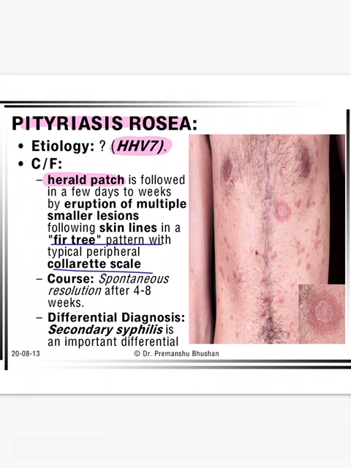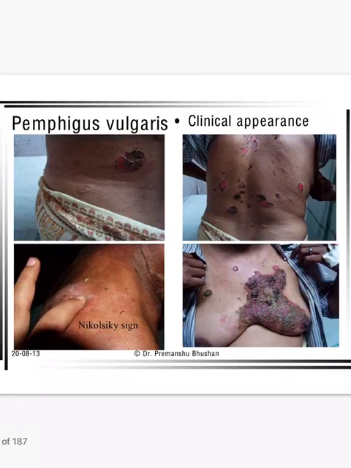Okay, and you see typical Christmas tree appearance with a collarette of scale appearance, and secondary syphilis is a DD. Okay, so say you can see pemphigus vulgaris. Remember, guys, pemphigus vulgaris causes suprabasal split, involves DSG1 and 3. Okay, Nikolsky sign, and what happens is there is blister formation, guys.